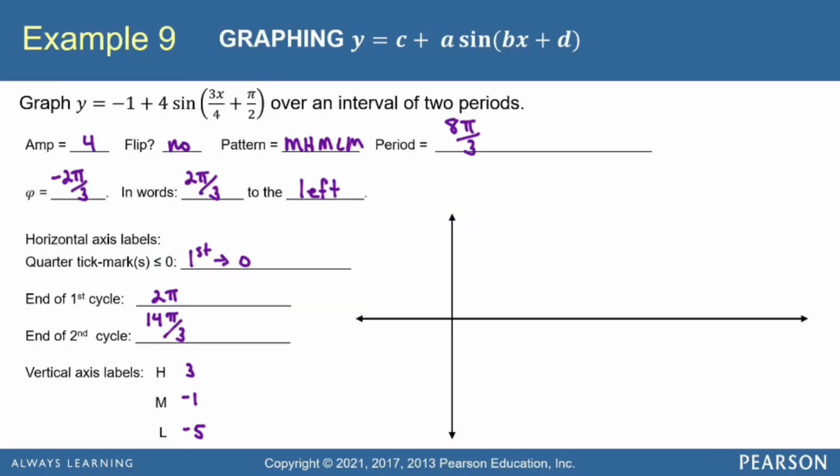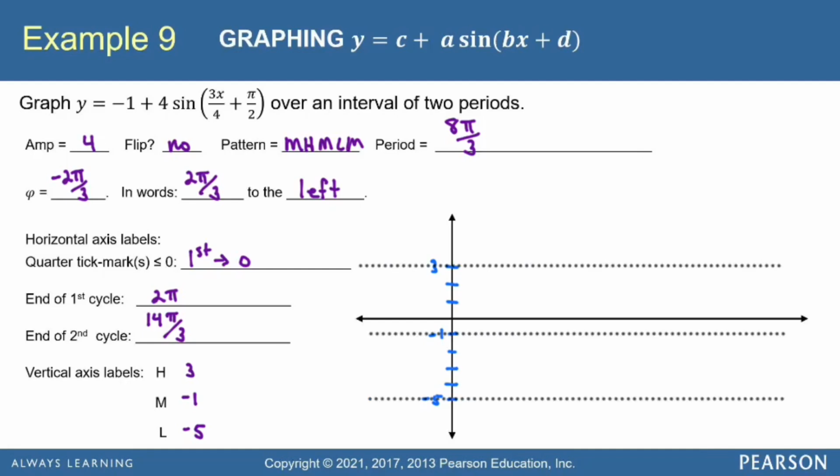Let's start like we always do by labeling our vertical axis. So we see that we want to go up to 3 and down to negative 5, and we want to label the negative 1 in the middle. And we also know that we want to put our dotted horizontal lines that show where the graph goes.